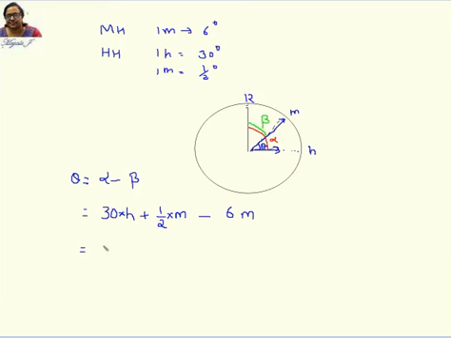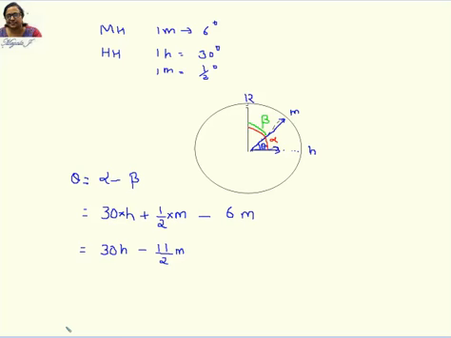So this 30h will come as such. It's not going to change. But here it is going to be 0.5 minus 6, which is 5.5. Or you can just consider 1 by 2 minus 6, which is nothing but, with this 2 coming here, 1 minus 12, which is 11. So 11 by 2 m. And this is negative, therefore the negative sign will come here.